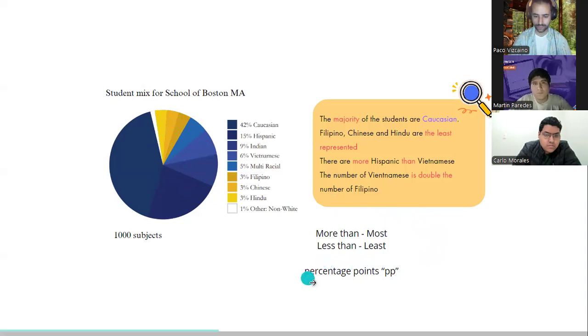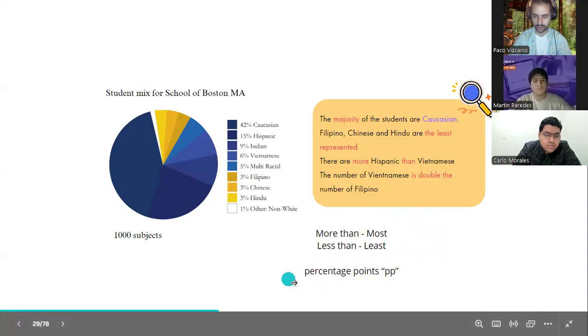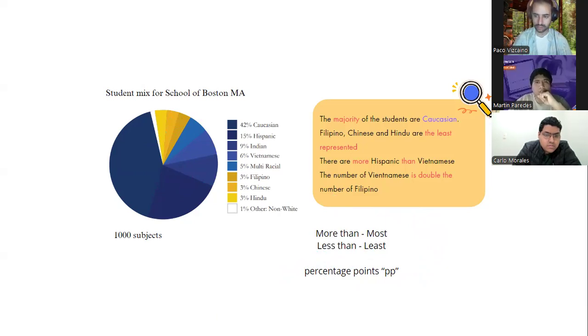Also, you could talk about percentage points. Do you know these? Percentage points. Have you used them in graphs? Okay, you could say Vietnamese are more than Filipino by 3 percentage points. Or Indian are more than Filipino by 6 percentage points. Eso también ayuda, dependiendo cómo sea su estilo de explicar.